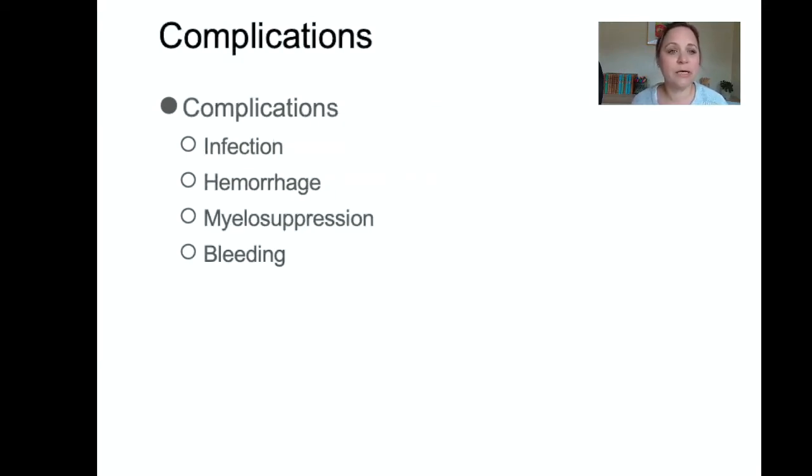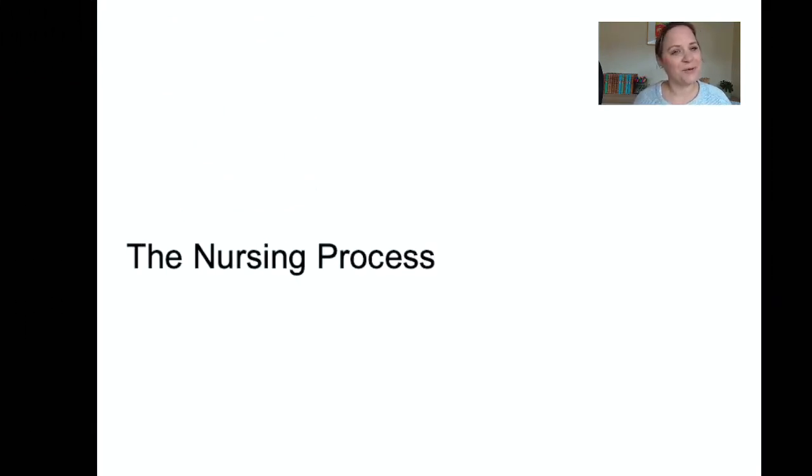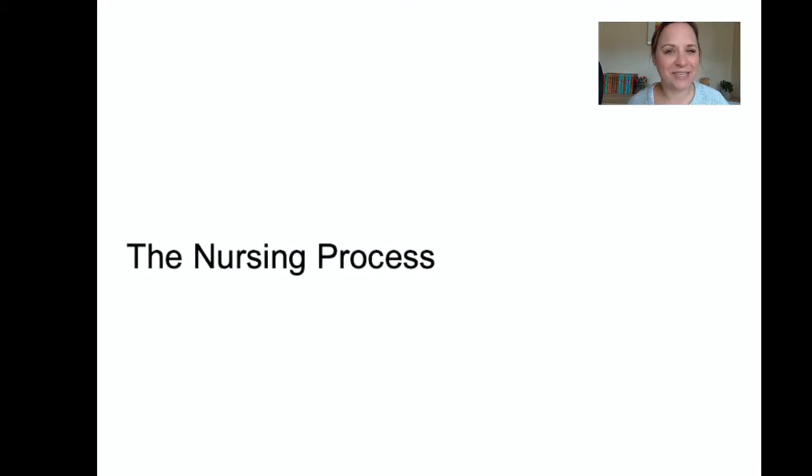Complications of leukemia. The most common is infection because they have a suppressed immune system. They can also have hemorrhaging because they're at risk for bleeding. Myelosuppression. Myelosuppression just means a lack of blood cells, a decrease in bone marrow activity. That means that there's less blood cells created. And then finally, bleeding. And as always, let's go through the nursing process as it relates to leukemia.